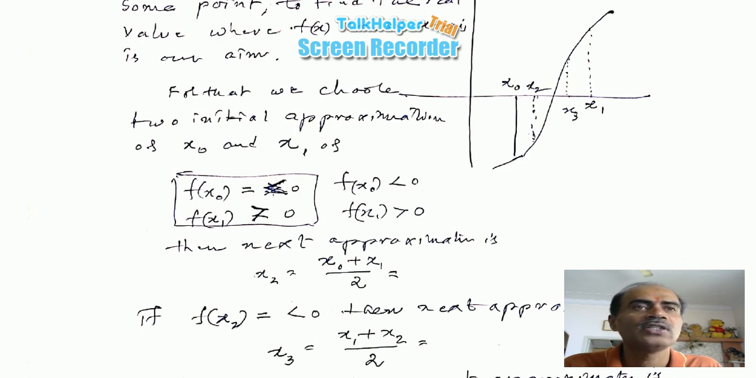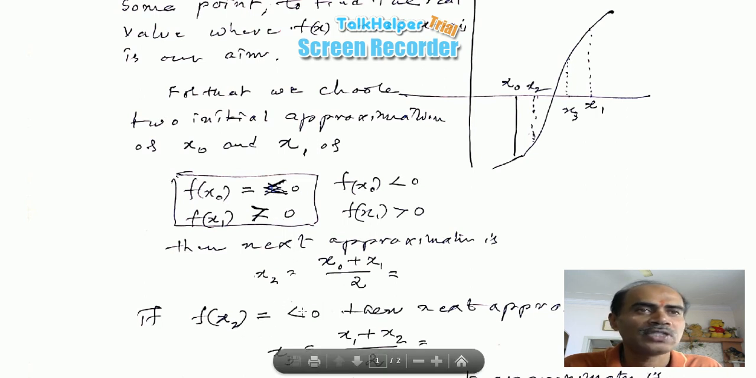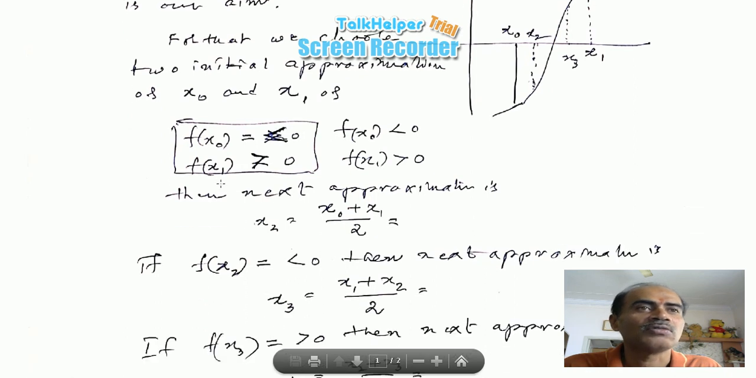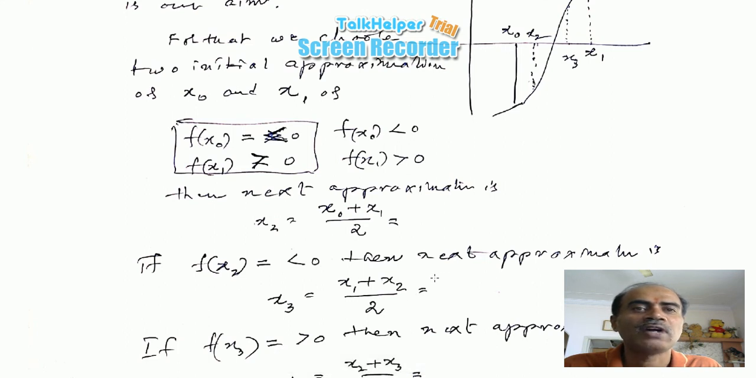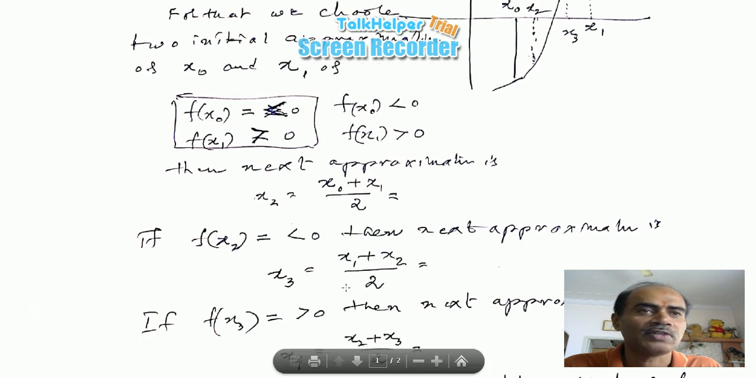Here f of x0 is negative, f of x1 is positive and f of x2 is negative. So you consider the alternate signs. f of x1 is positive and f of x2 is negative. Therefore the next approximation is considered between the values x1 and x2. So x3 is equal to x1 plus x2 by 2. You take the sum of these two values and divide by 2, that is the third value. Similarly, you find the functional value at x3.